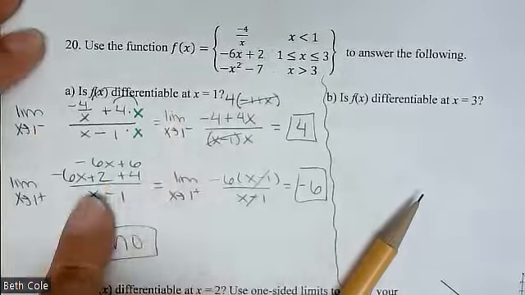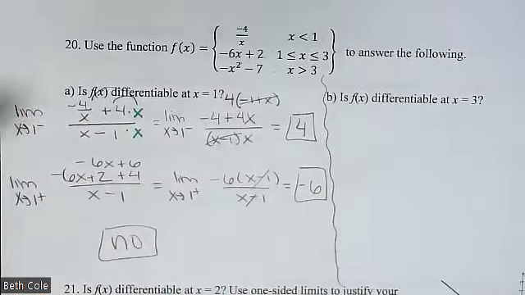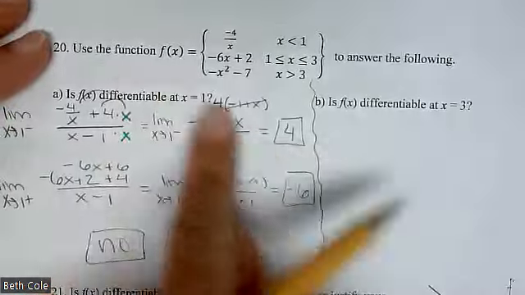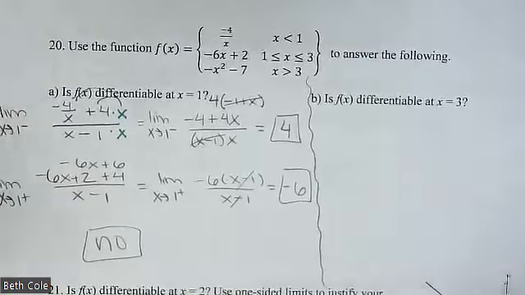You just need to check your slopes. I'm going to fill that one in, and you can check it for next time. I'll leave that one for you guys. All right, 21, but it'll look exactly like this, just with 3 instead.